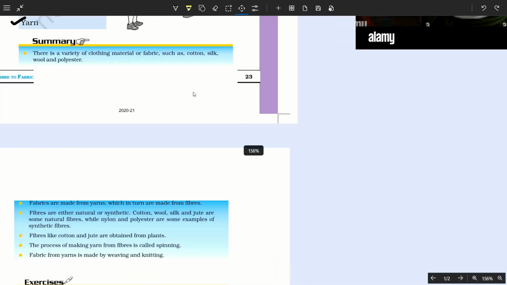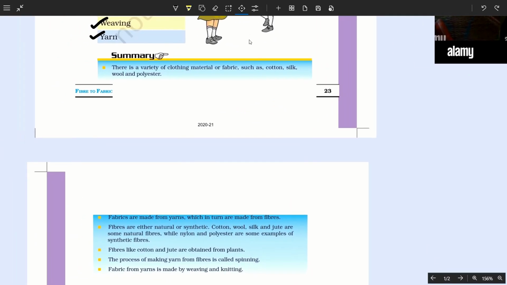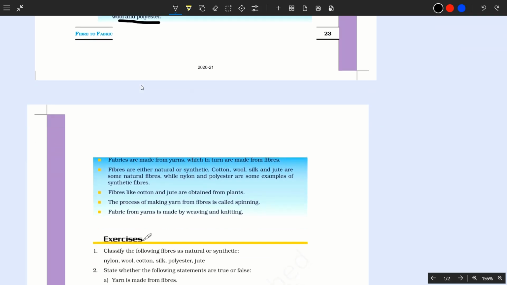Okay, we'll go for a summary of this chapter. There are varieties of clothing materials or fabrics such as cotton, silk, wool and polyester. These are the types of fabrics which we can see in our daily life, or in cloth shops. The two friends went and saw the different types of clothes such as cotton, silk, wool and polyester.